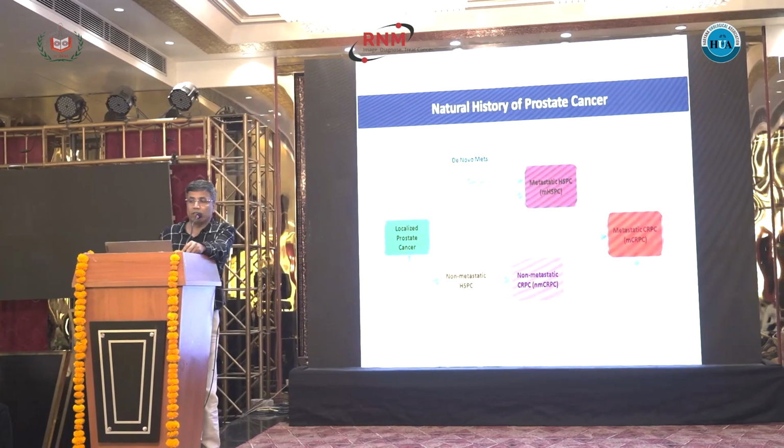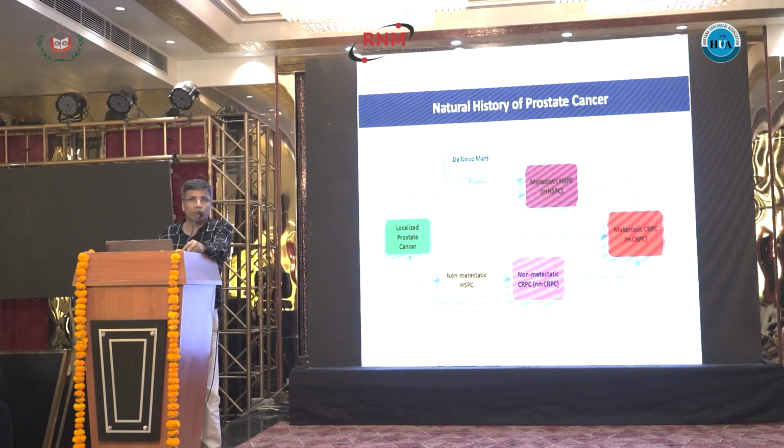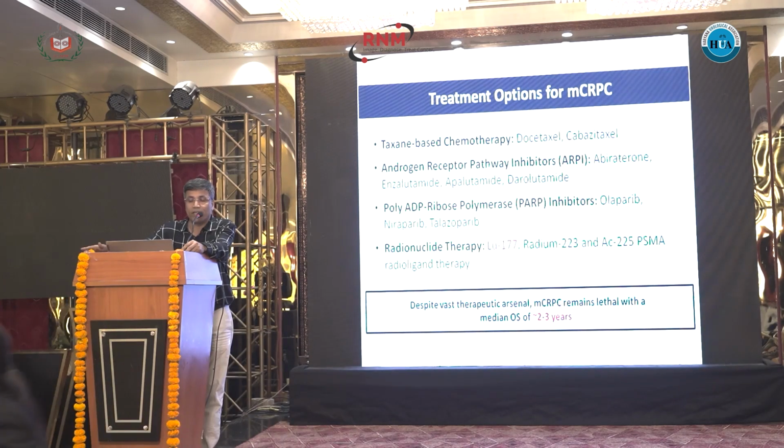So we all know the natural history of prostate cancer. It starts as localized and it may progress to metastatic castration-resistant prostate cancer. At one point in time, prostate cancer can progress to the castration-resistant stage where we need to treat the whole body. There are many options available for metastatic castration-resistant prostate cancer, including taxane-based chemotherapy like docetaxel and cabazitaxel, androgen receptor pathway inhibitors like abiraterone and enzalutamide, PARP inhibitors like olaparib, and then nuclear medicine comes into play, that is radionuclide therapy. So we have many options for metastatic castration-resistant prostate cancer.